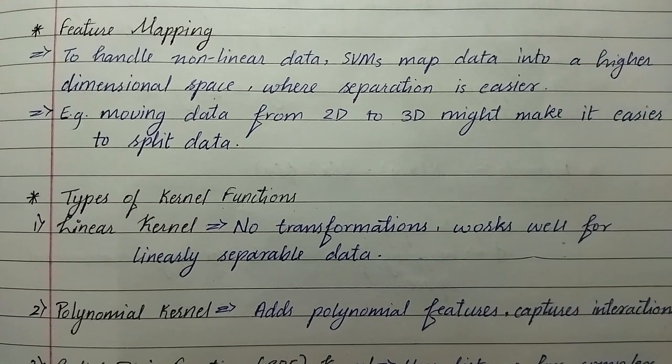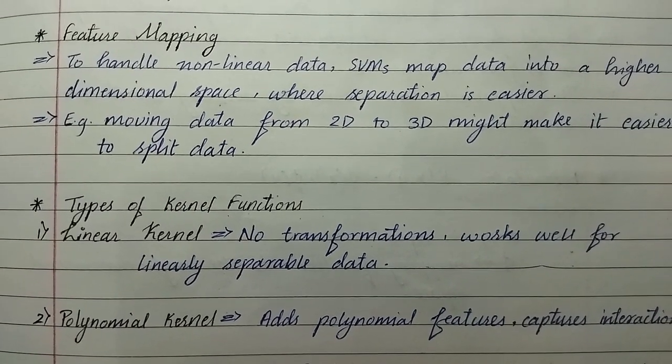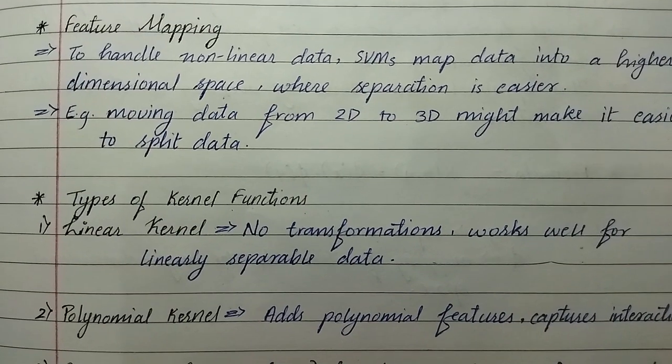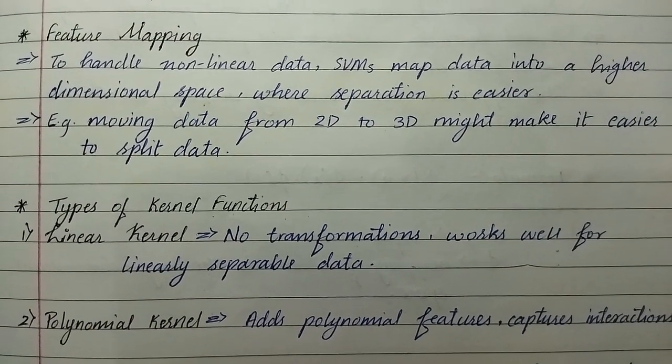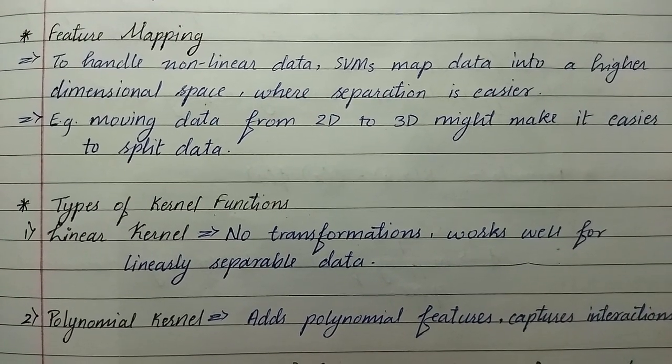Now we'll see feature mapping. To handle non-linear data, SVM maps data into a higher dimensional space where separation is easier. Example, moving data from 2D to 3D might make it easier to split data.